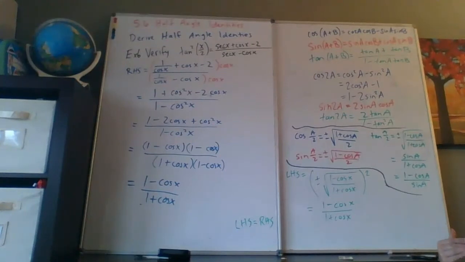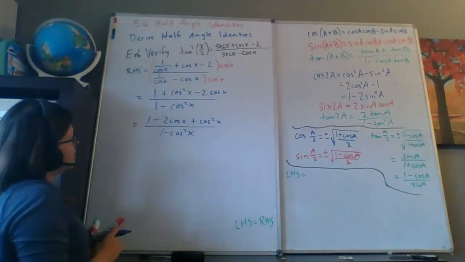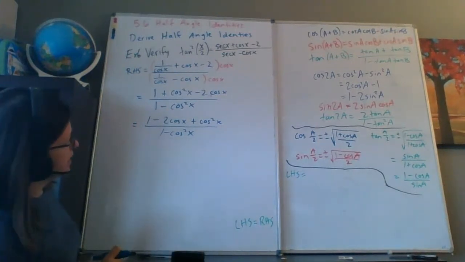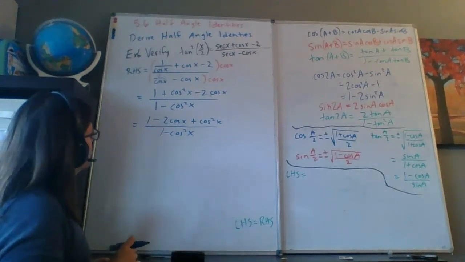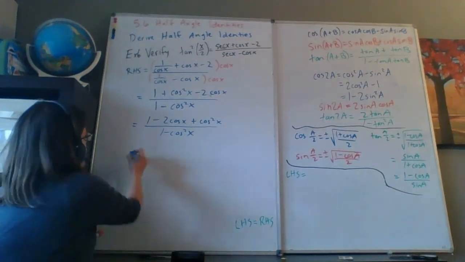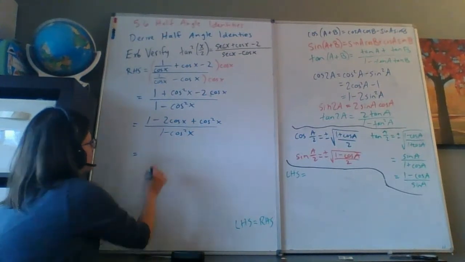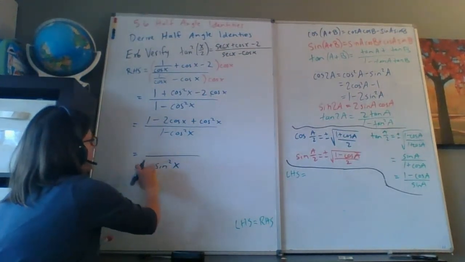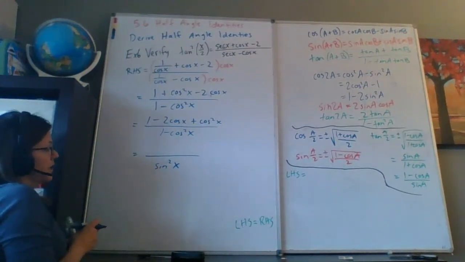I just want to show you an alternate method. Going back to this step here where we had 1 minus 2 cosine x plus cosine squared x all over 1 minus cosine squared x. We could also replace the denominator with sine squared x using the Pythagorean identity, sine squared x plus cosine squared x equals 1.